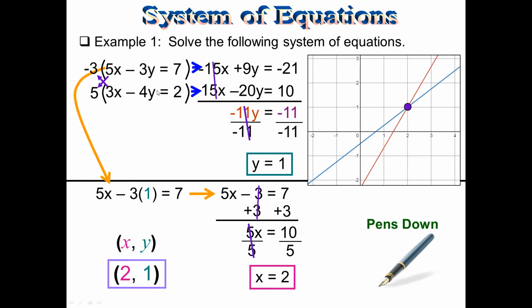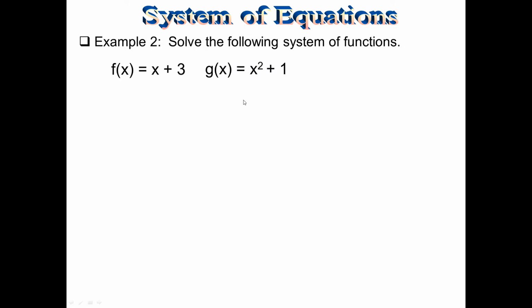Okay, so what we've done is we've used the addition method here to solve. Okay, so let's look at something different. So now we have a linear function and this is a quadratic function. So we have a line and a parabola. So they can actually cross up to 2 times. It's possible for them not to cross at all. It's possible to cross only once, but they can also cross up to 2 times.